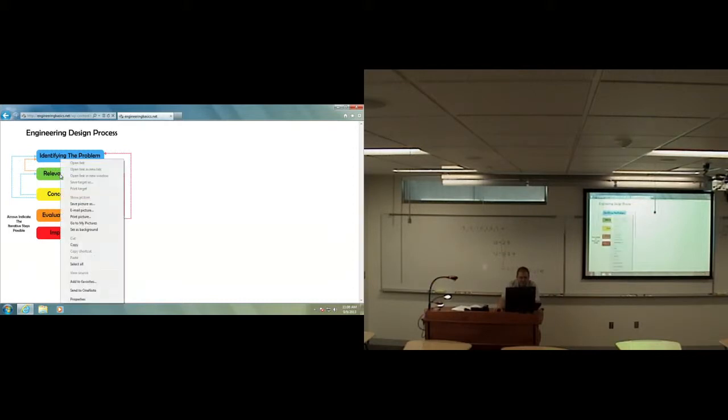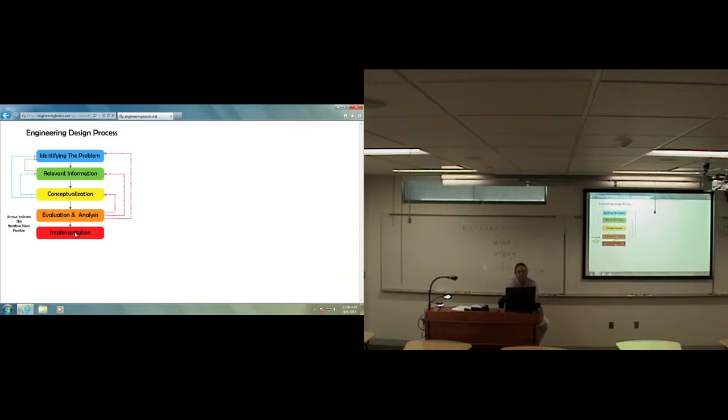Let me see if I can zoom in on this a little bit. It's not so easy on this computer to zoom in on things, apparently. So we'll zoom in with the camera. Zoomify. Kind of helps. Woo.